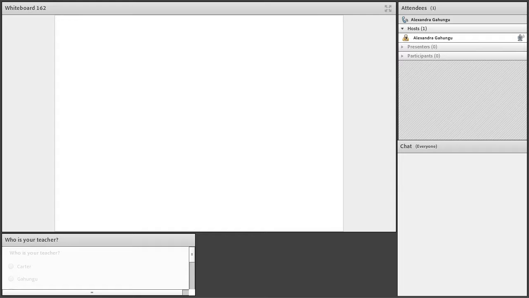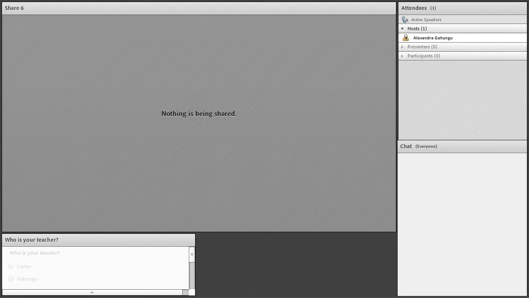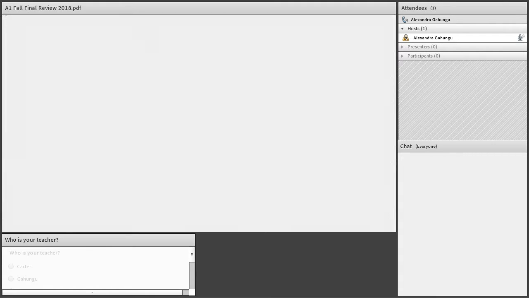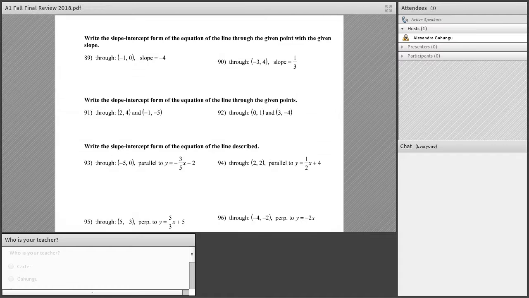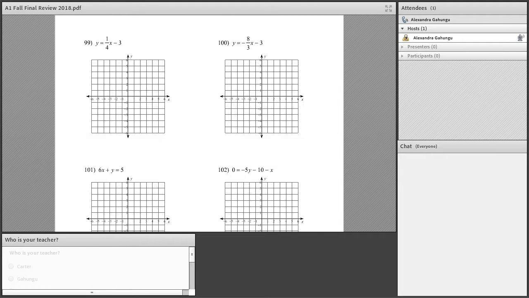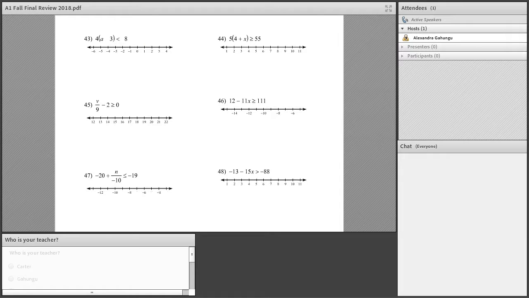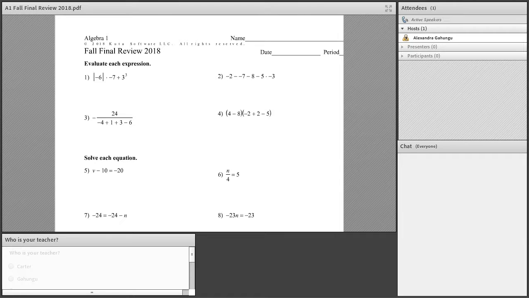Okay, I'm going to start with the final review and go through that, and if there are questions, I can answer those. All right. So we'll start at the beginning, just simplifying when we have to evaluate expressions.